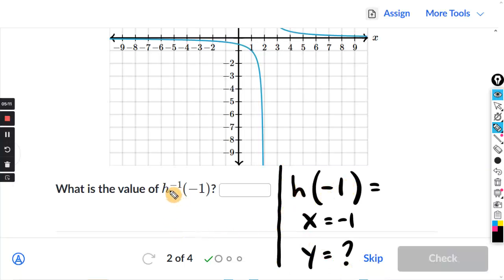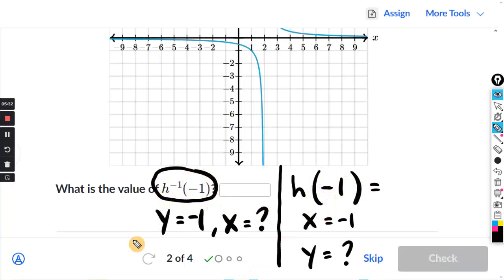If they are asking for the inverse h of negative 1, you reverse these. You want to go to y equals negative 1 and find the x coordinate. So it's basically just the opposite of h of negative 1. This is inverse h of negative 1. So we're going to go to y equals negative 1 and find the x coordinate. And whatever that is going to be the answer.